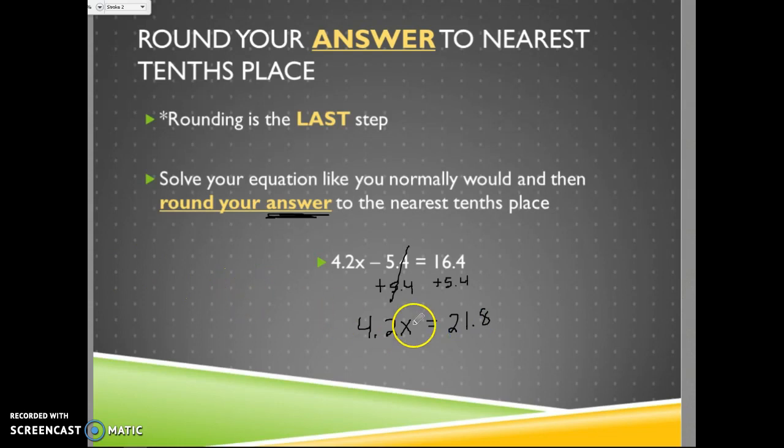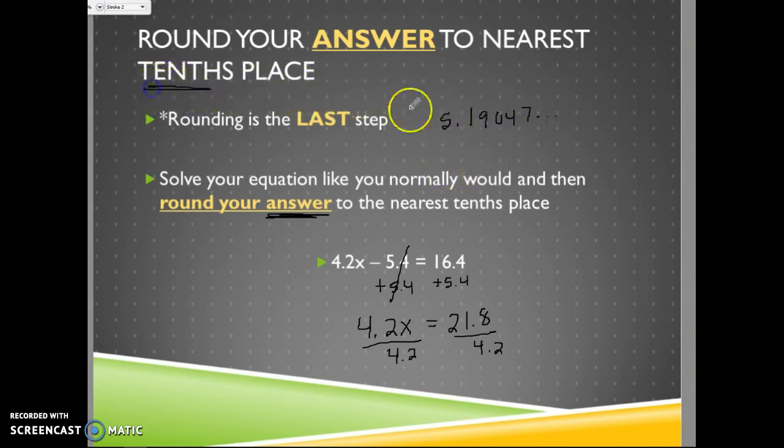So now 4.2 times something equals 21.8. We're going to divide both sides by 4.2. And 21.8 divided by 4.2, I get a long decimal. So the decimal I got was 5.19047, and it keeps going.